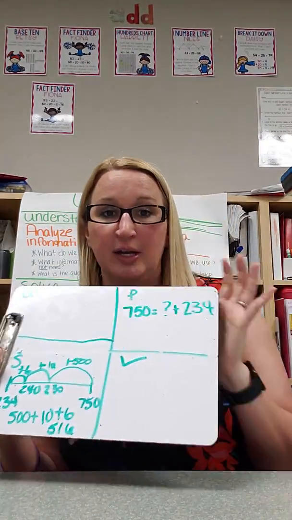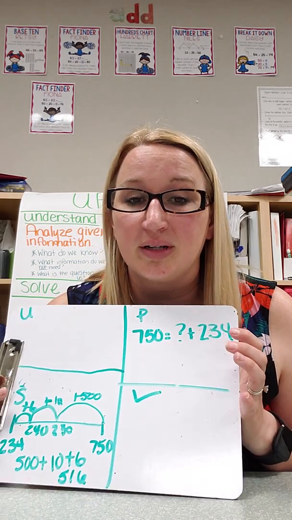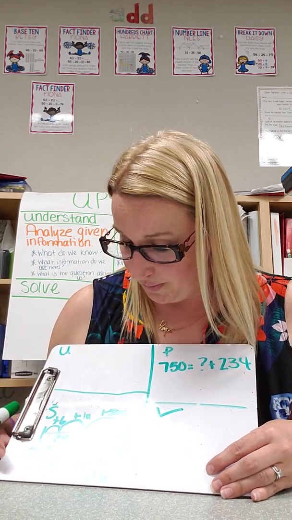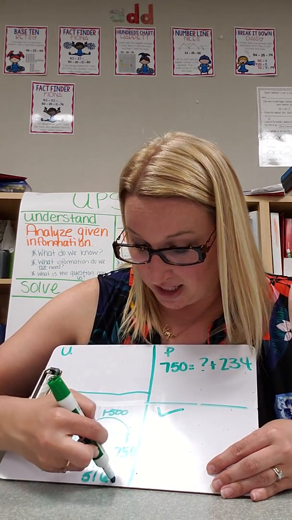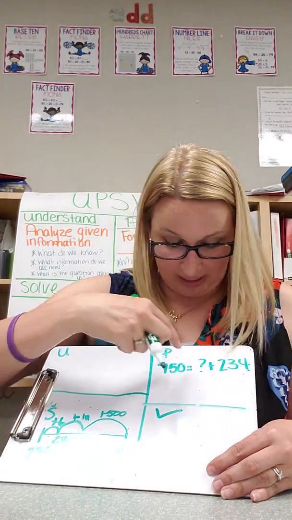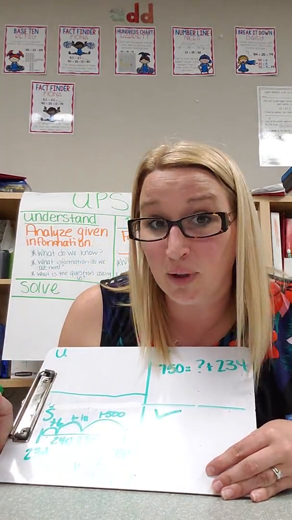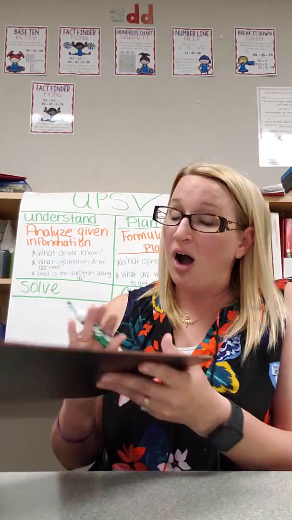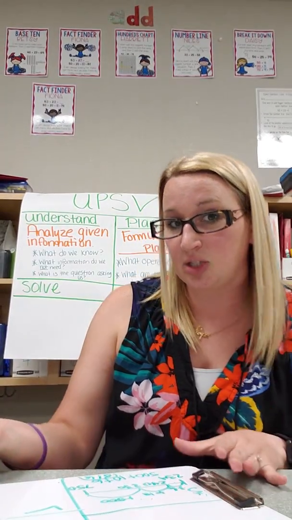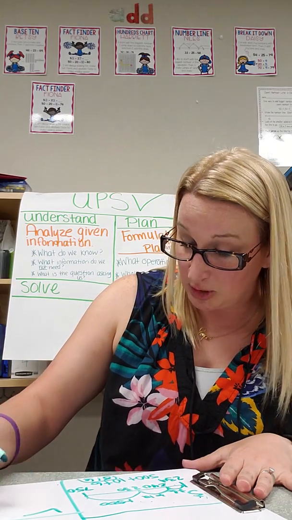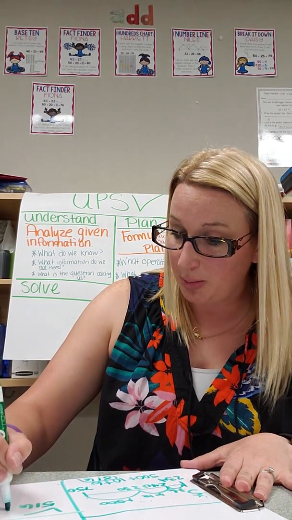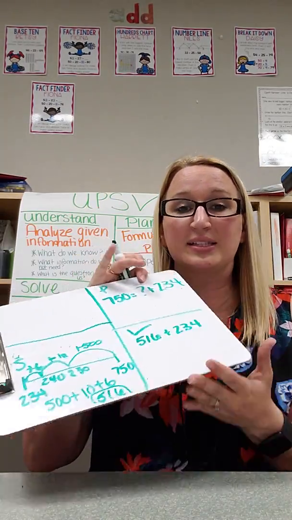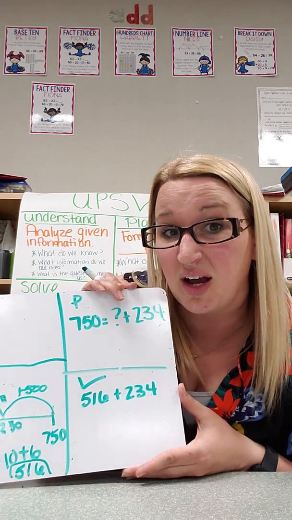I counted up to 750. Well, here I'm going to take my solution that I got down here and I'm going to add it to 234 to see if I get 750, because that was my unknown. Remember, the opposite of addition is subtraction. We can always check addition with subtraction and subtraction with addition. So I'm going to add 516 plus 234. That's going to be my equation. I've got to figure out if this is correct.